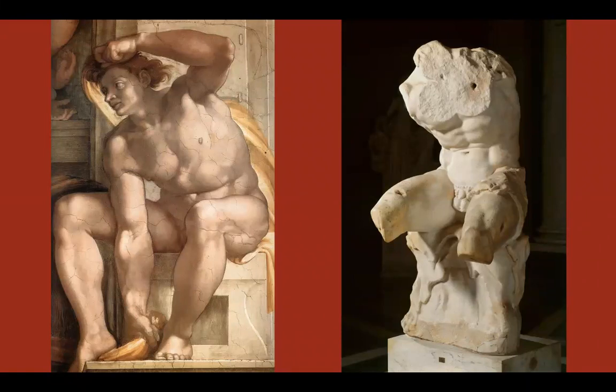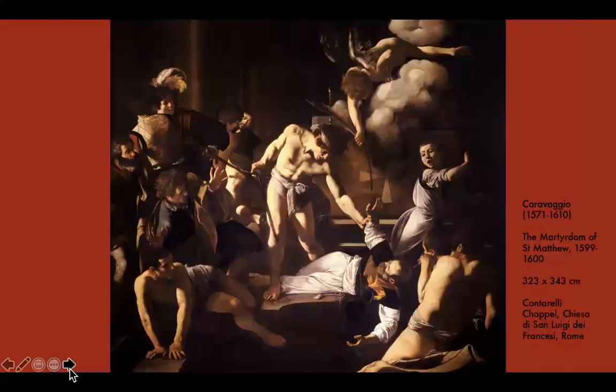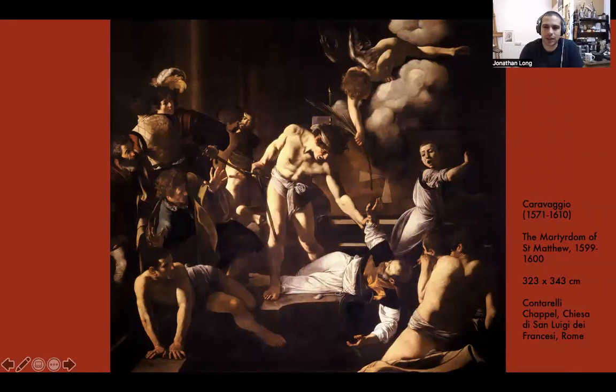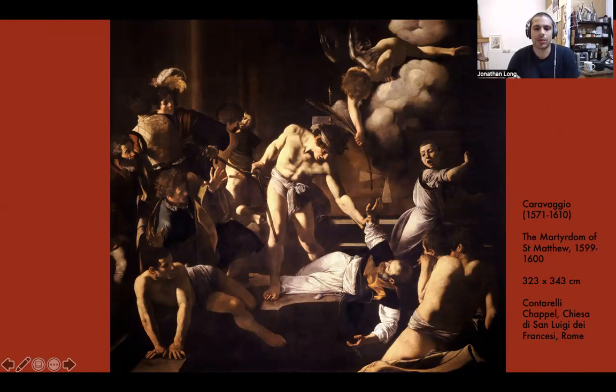Okay, so how about Caravaggio then? At the same time Rubens was arriving in Rome and seeing the Belvedere torso and seeing the paintings of Michelangelo in the Sistine Chapel, he would have seen the Last Judgment, and he would have seen the Sistine Chapel.